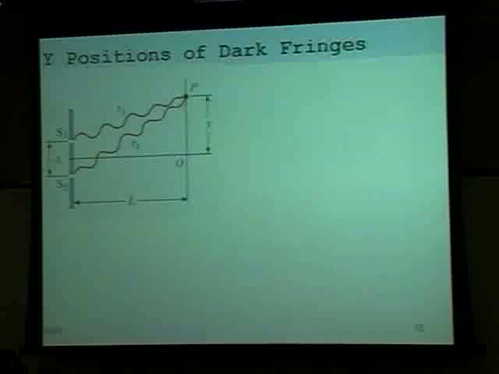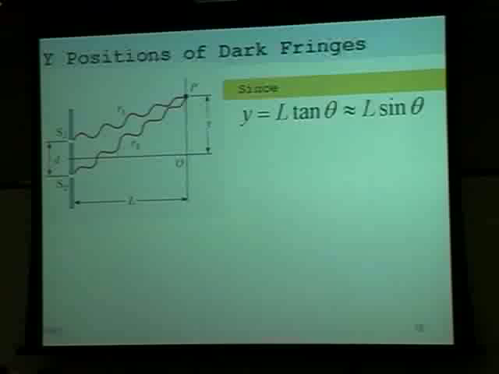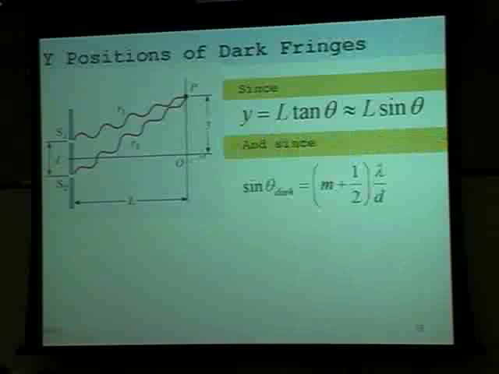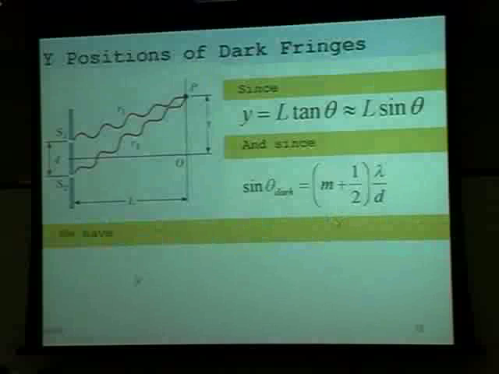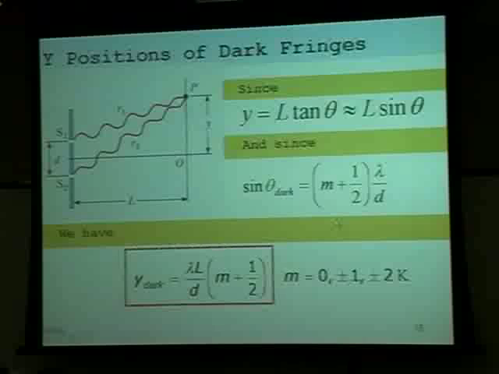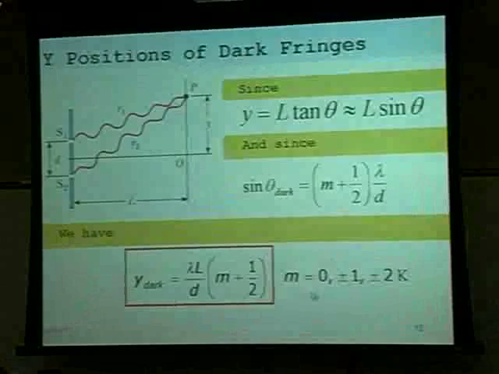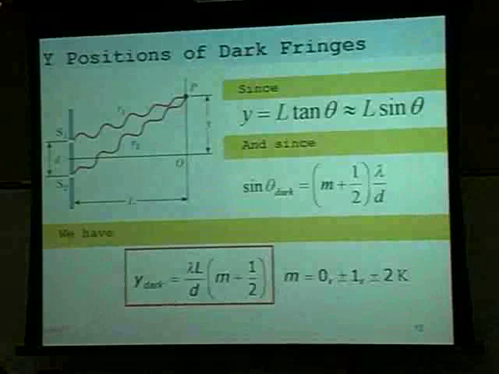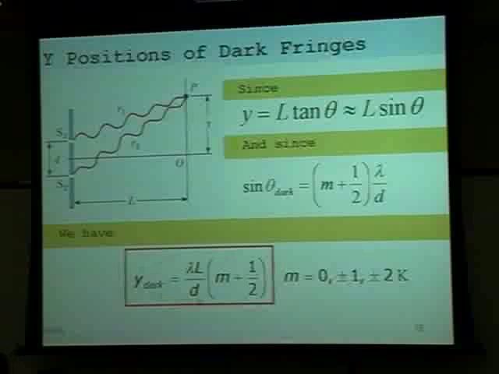Y position of the dark fringes. Again, since y would be equal to L tangent theta, which is approximately equal to L sine theta, and since sine theta of the dark fringes is equal to m plus 1/2 lambda over d, making a substitution here, the actual measured position of the dark fringes is the wavelength times L, the length to the screen, over the separation distance of the slits, times m plus 1/2, where m is equal to 0, plus or minus 1, plus or minus 2. So these last two are important formulas.